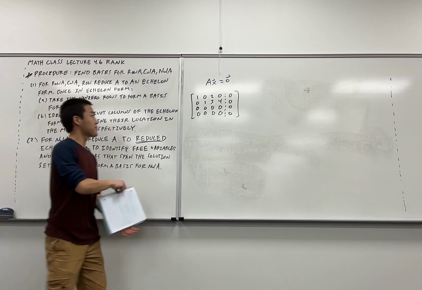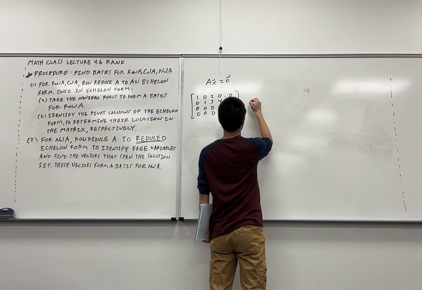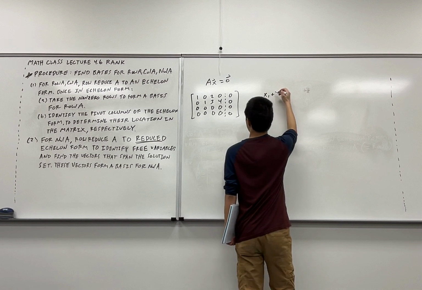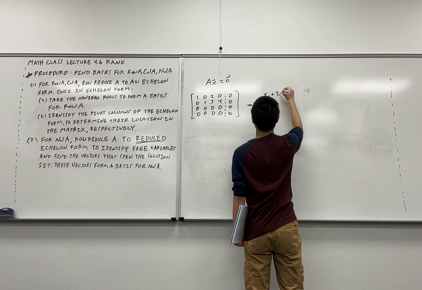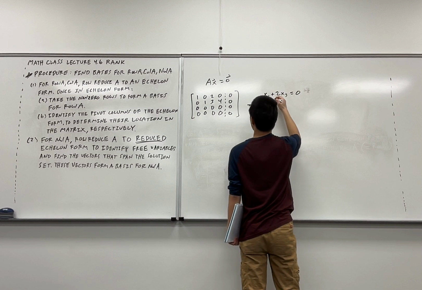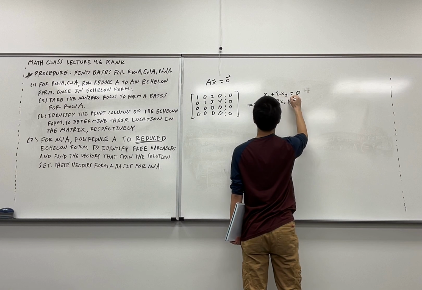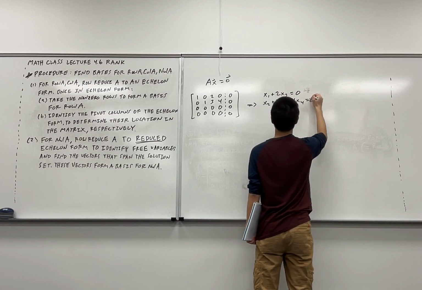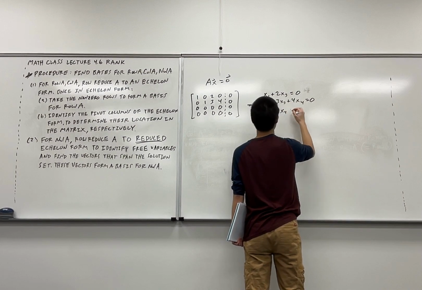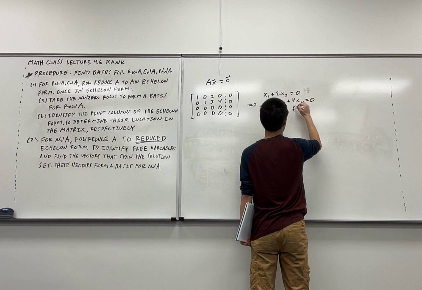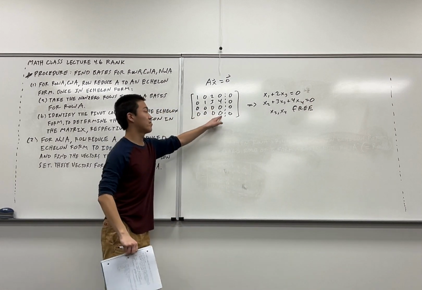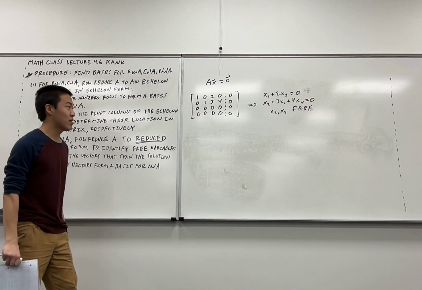Okay. Now, if I'm describing the solution set here, I have x1 plus 2 times x3 is equal to 0. I have that x2 plus 3x3 plus 4x4 is equal to 0. And then I have x3 and x4 be free, okay? These are free because there's no pivots for them. So they're floating around doing whatever they want.